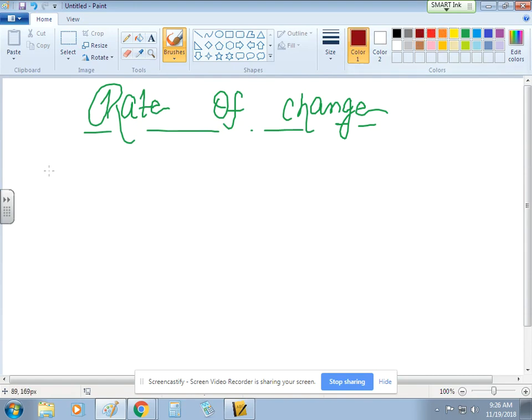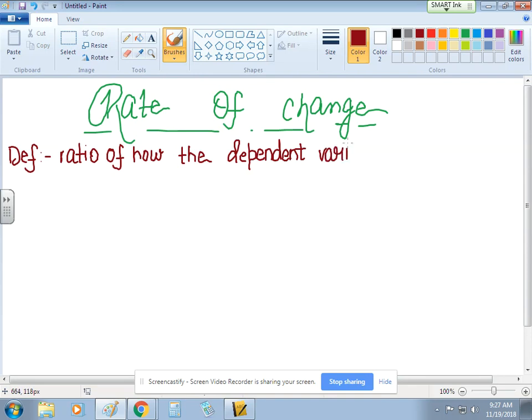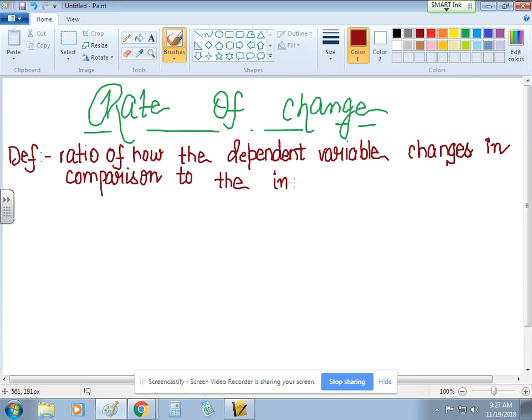So basically, students, rate of change, or average rate of change by definition, is the ratio of how the dependent variable changes in comparison to the independent variable.